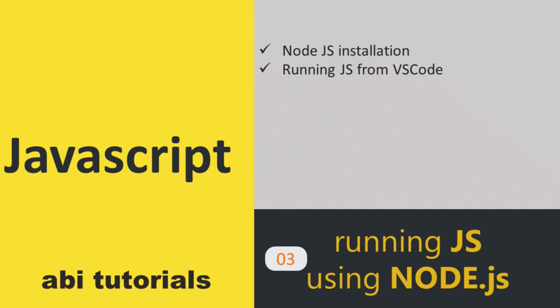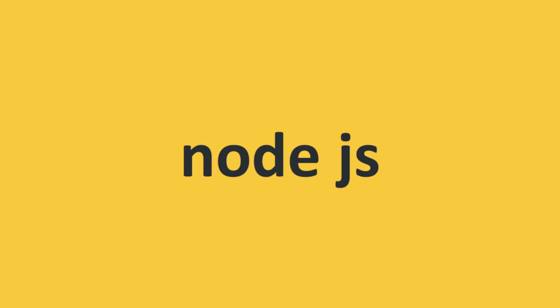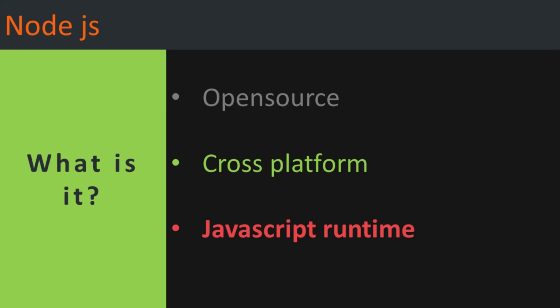In this lesson, we are going to see how to run JS using Node.js and how we can run JS from VS Code. First, let's see what is Node.js. Node.js is an open source, cross-platform JavaScript runtime that is built using the V8 JavaScript engine of Chrome.